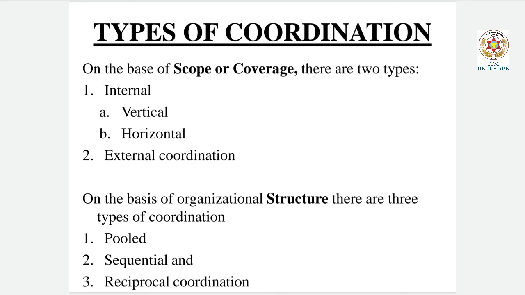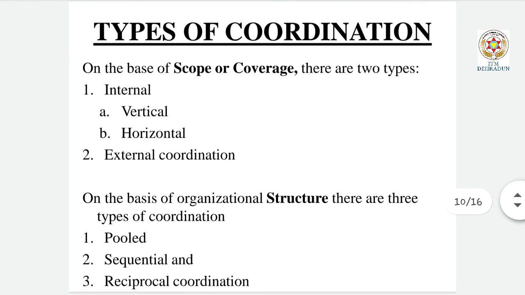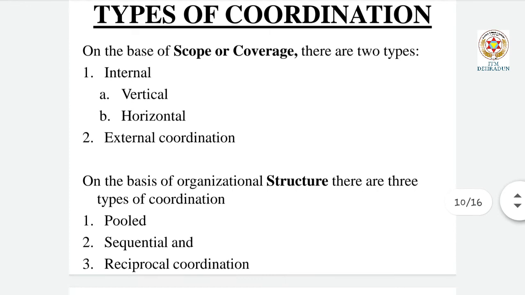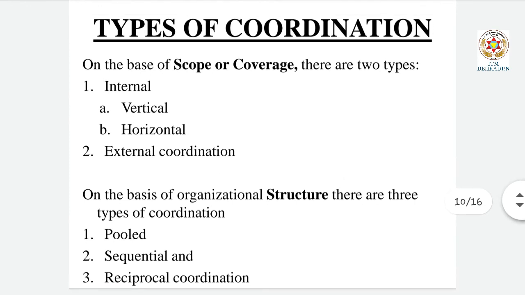Let's come to the types of coordination. On the basis of scope or coverage, there are two types of coordination, that is the internal coordination and the external coordination. Internal coordination is again divided into two, that is the vertical and horizontal coordination. Internal coordination is the establishment of relationship among the managers, executives, divisions, subdivisions, and other workers. This type of coordination helps within the organization. The managerial functions which require internal coordination are planning, organizing, staffing, directing, and controlling.